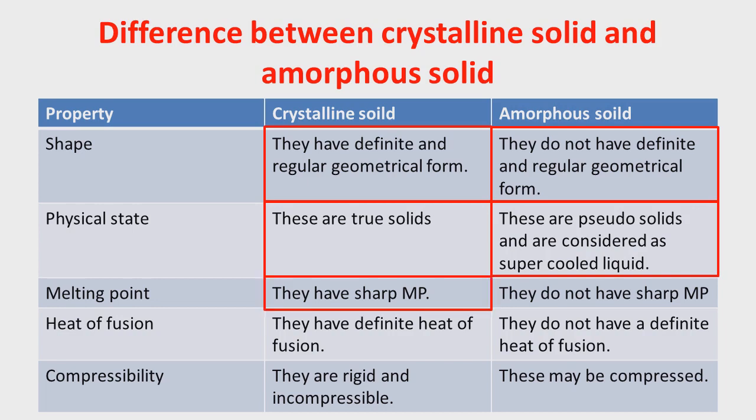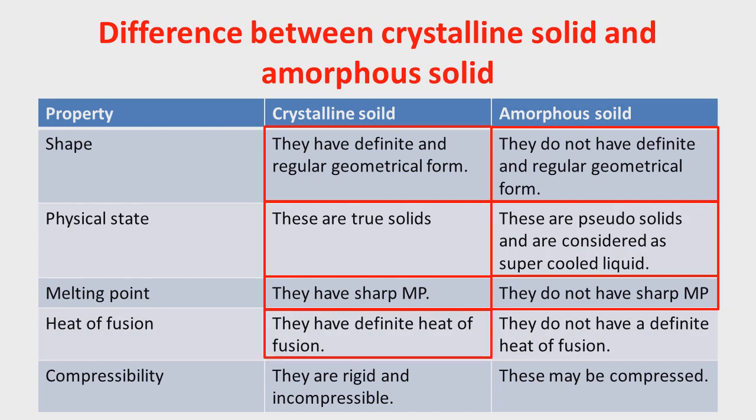Crystalline solids have a sharp melting point. It means that they will melt at a particular temperature, whereas amorphous solids do not have a sharp melting point. It means that they will melt over a range of temperature, and therefore they do not have a sharp melting point.